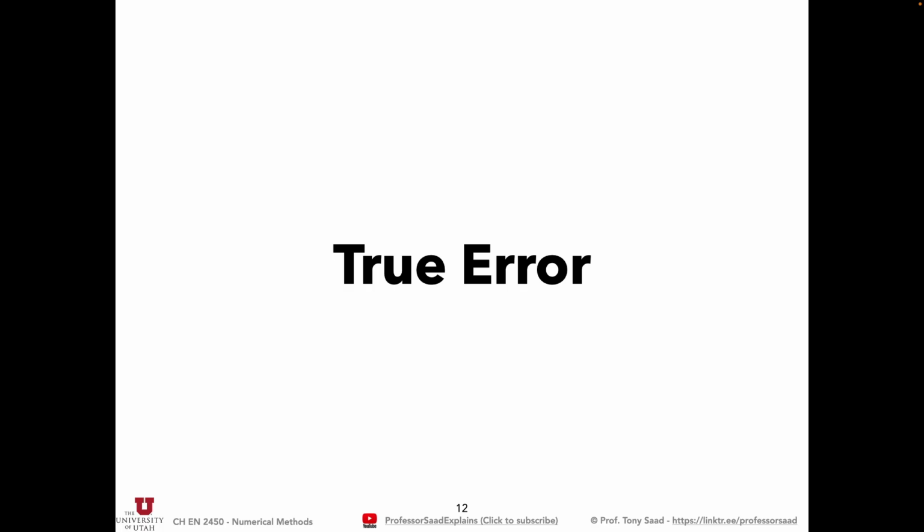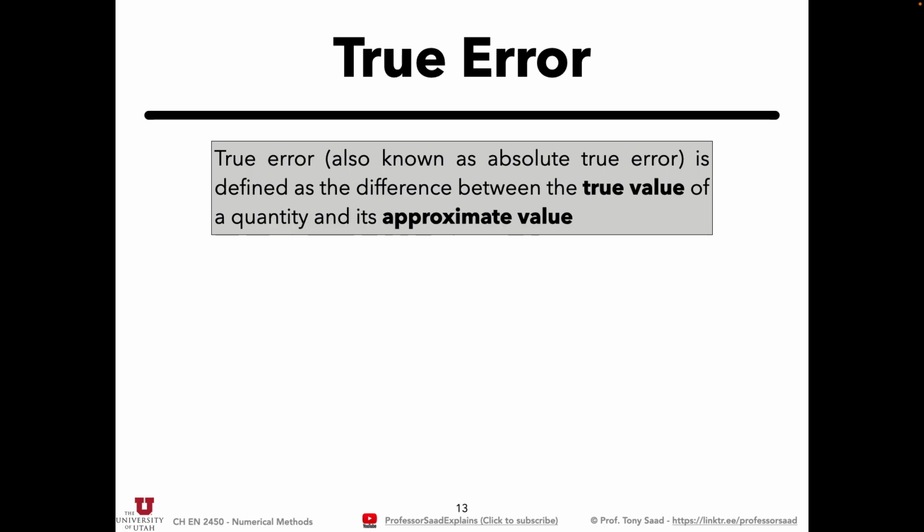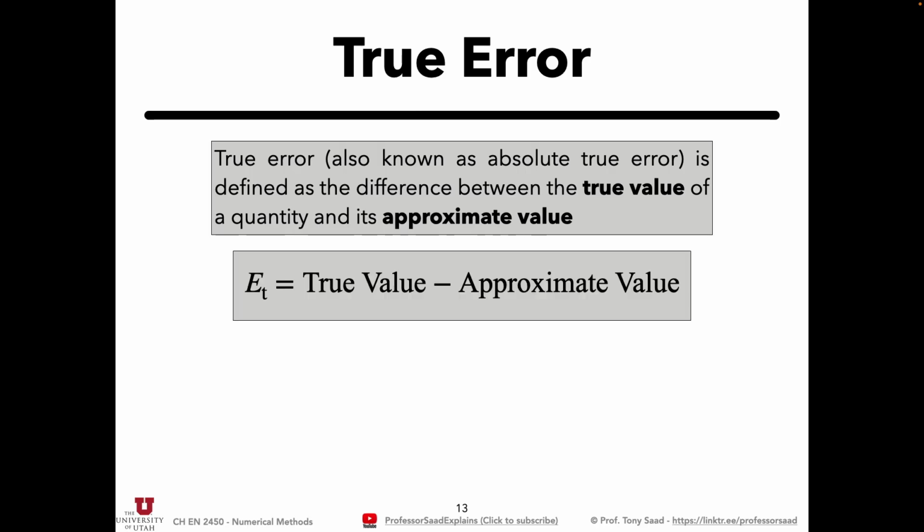The definition of a true error, which I will also refer to as absolute true error, is simply the difference between some true value and an approximate value. Before you start asking me, oh, true value, what is true value? Let's go through the discussion, and all your questions will be answered. Okay, so mathematically, this is defined as the difference of some true value minus approximate value.